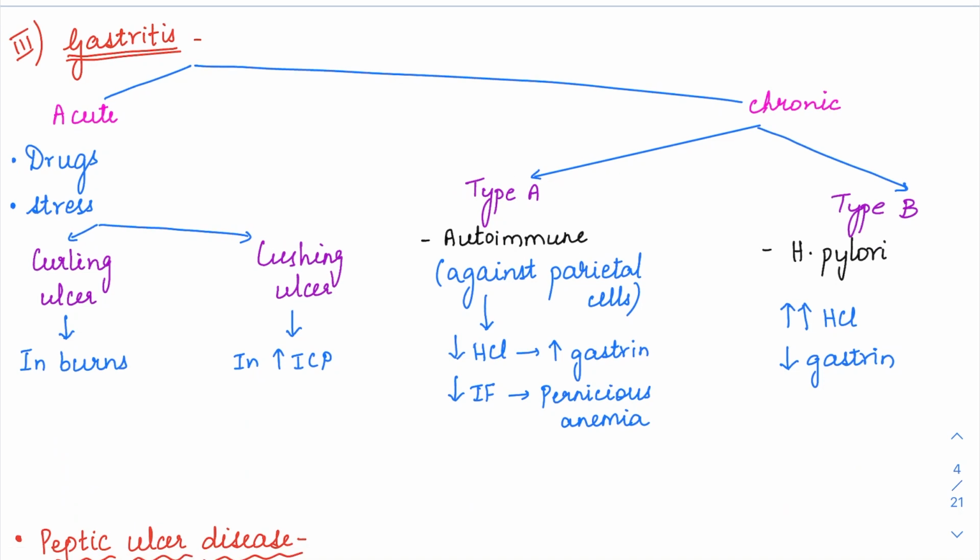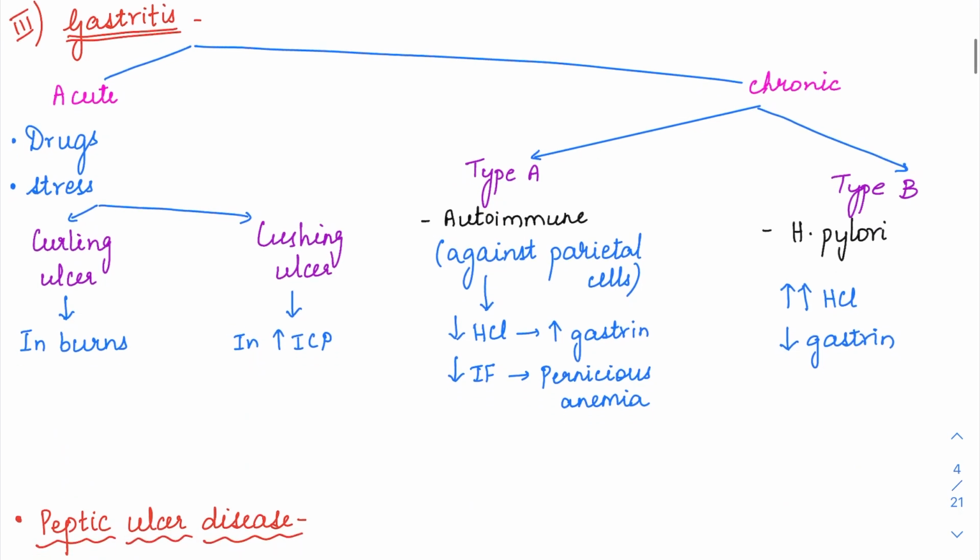So now we'll move on to stomach pathology. In the stomach, we'll see gastritis first. Gastritis is nothing but inflammation of the gastric mucosa. It can be classified into acute gastritis and chronic gastritis. Acute, we all must have probably experienced.